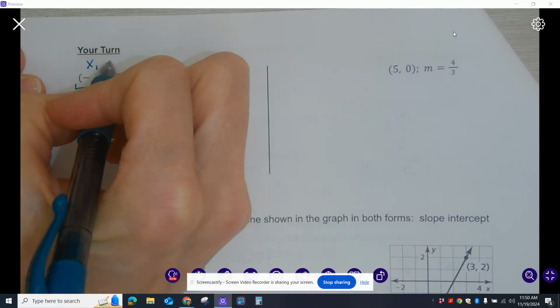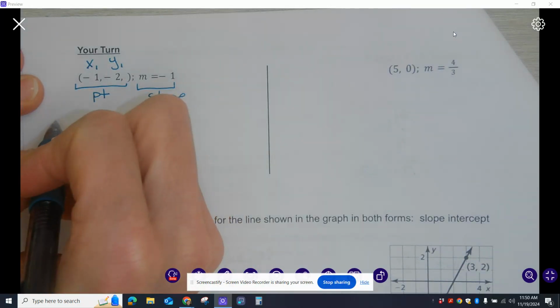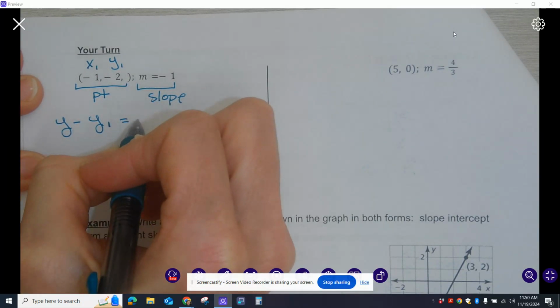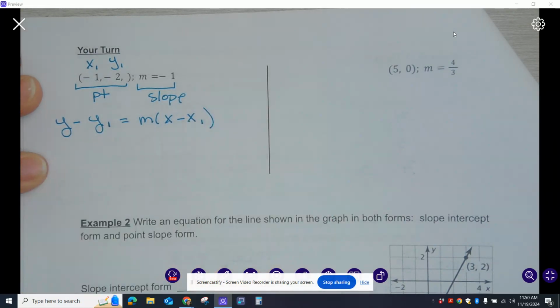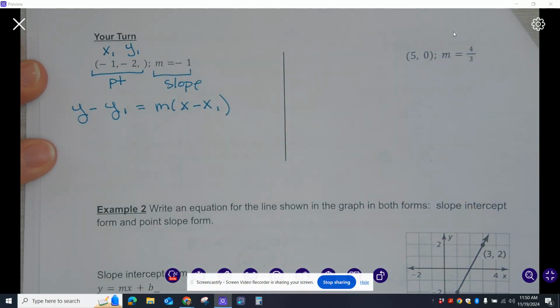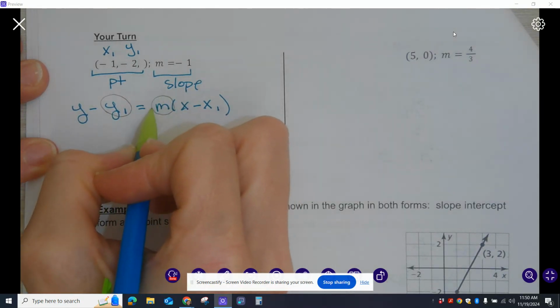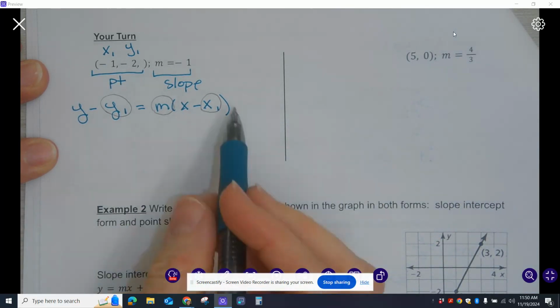Label this x1, y1. Now write the formula. y minus y1 equals m times x minus x1. Remember, the great thing about videos is if it's going too fast, just pause it and go back and fill in your notes. Now this is where I'm going to substitute values: y1, m, and x1. Everything else I'm going to copy.